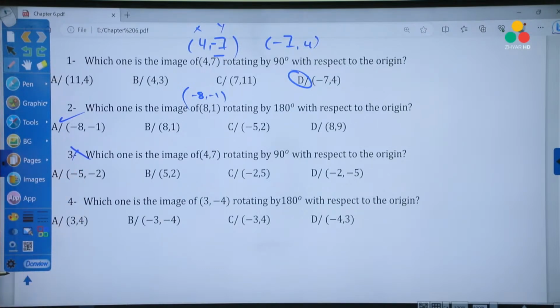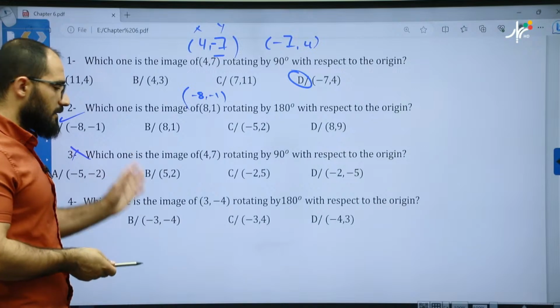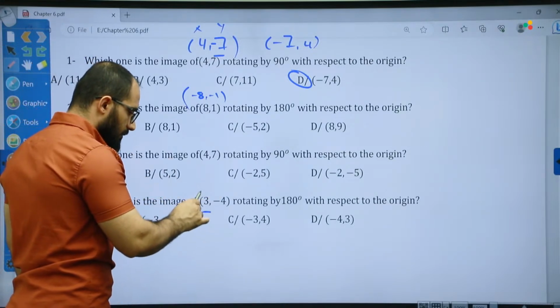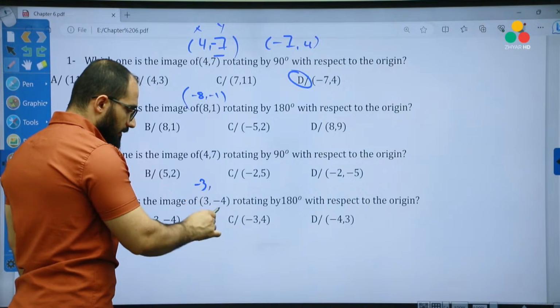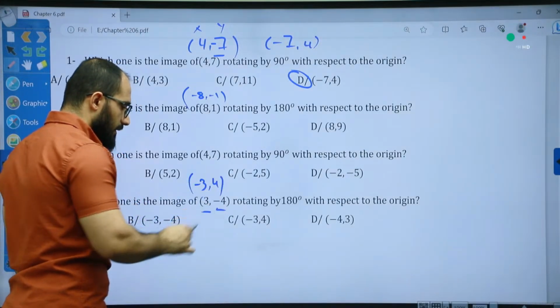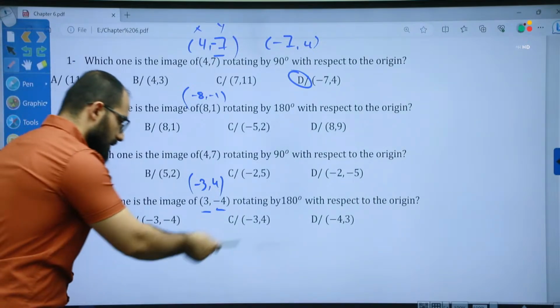The last question, which one is the image of 3 and -4 rotating by 180? Okay, 180 means change the sign of x and y without swapping. The sign of x is positive, make it negative. The sign of y is negative, make it positive. So the answer is -3 and 4, it is C.